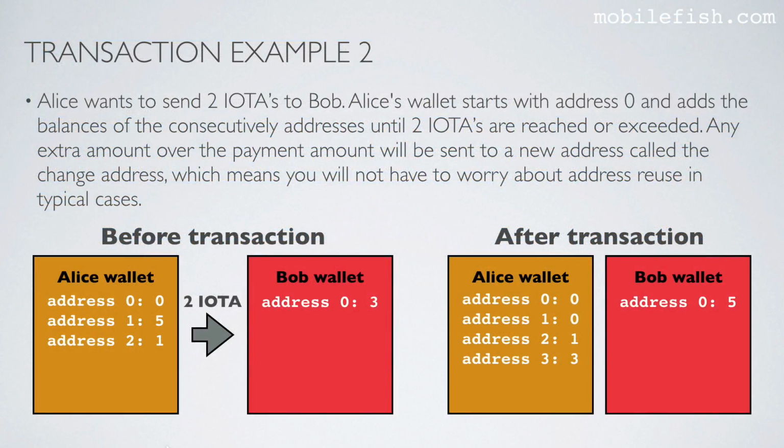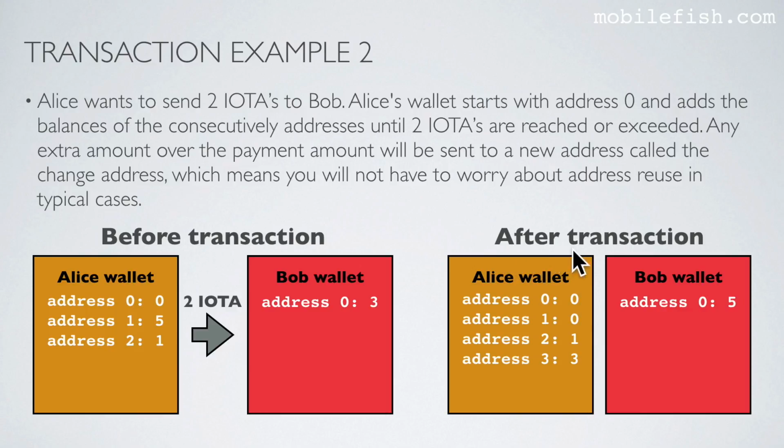This is transaction example 2. This is Alice's wallet before the transaction. Alice wants to send 2 IOTAs to Bob. The wallet starts with address 0. It has 0 IOTAs. It continues with address 1. It finds 5 IOTAs. 5 IOTAs is sufficient to fulfill the transaction.